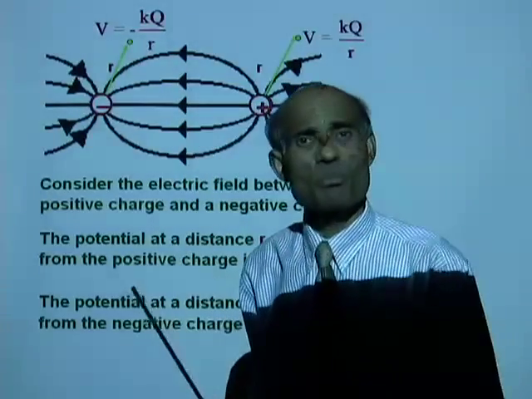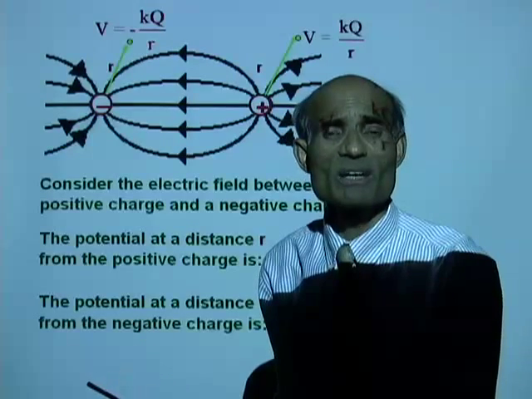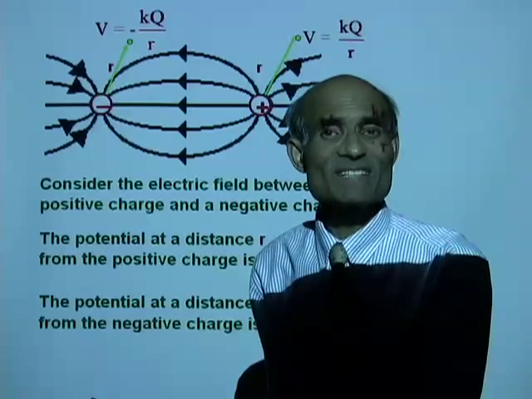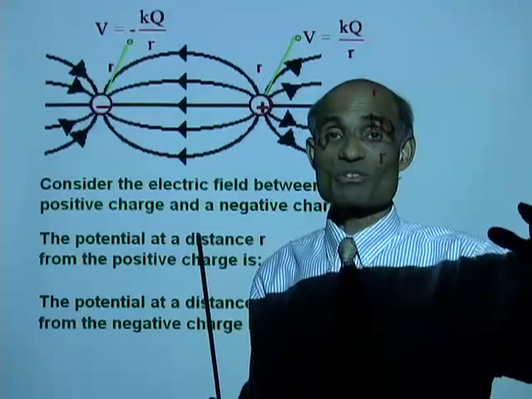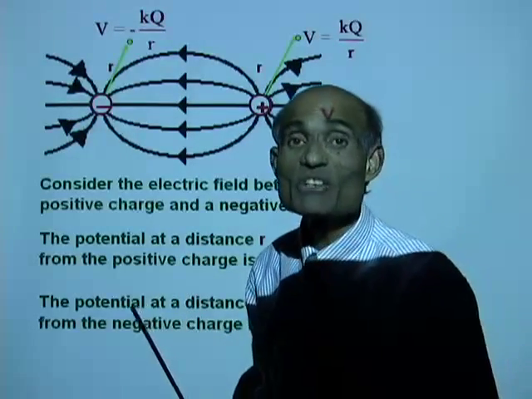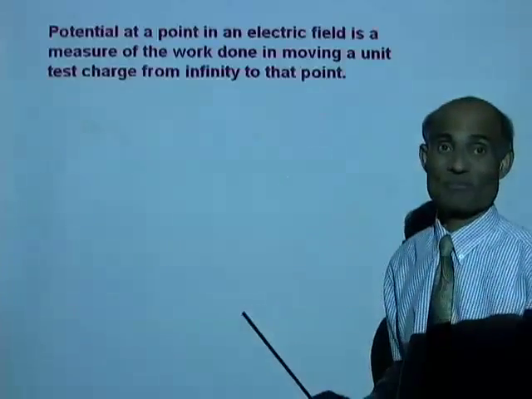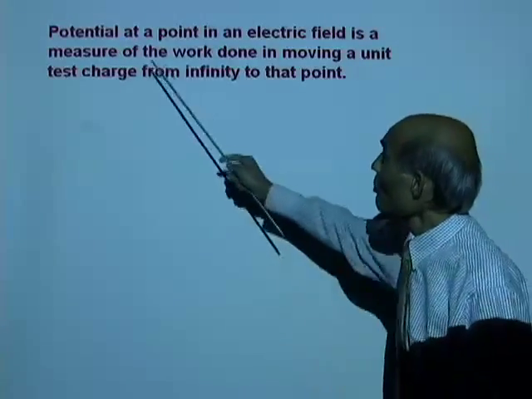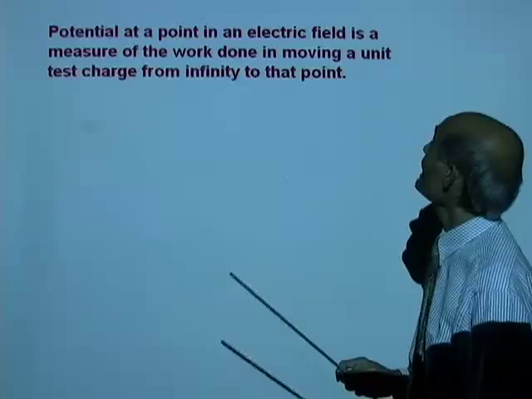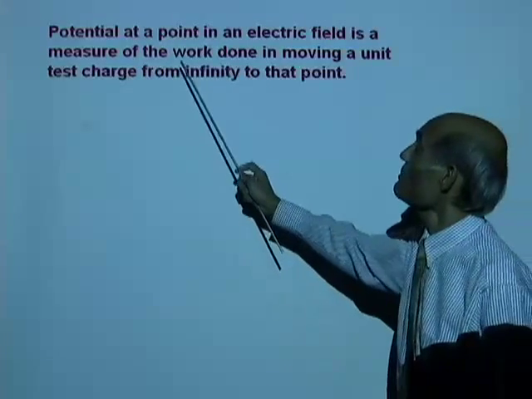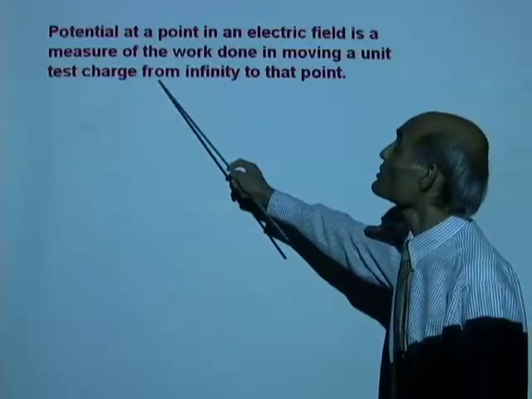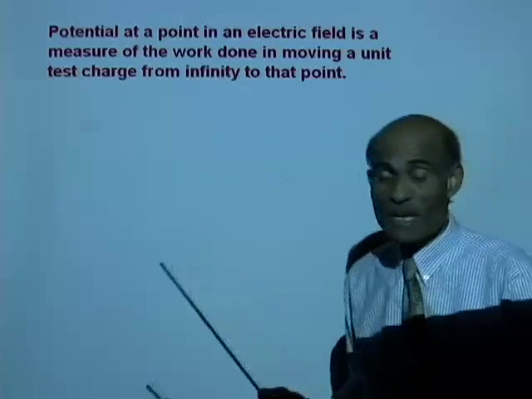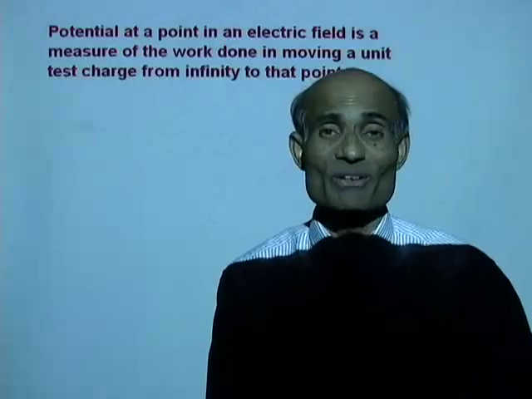Well, does it mean that the potential is a vector quantity? No, potential is a scalar quantity. While electric field is a vector quantity, potential is a scalar quantity. Potential at a point in an electric field is a measure of the work done in moving a unit test charge from infinity to that point.